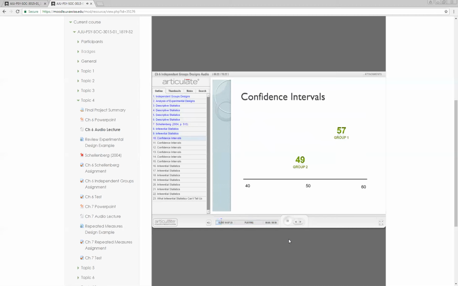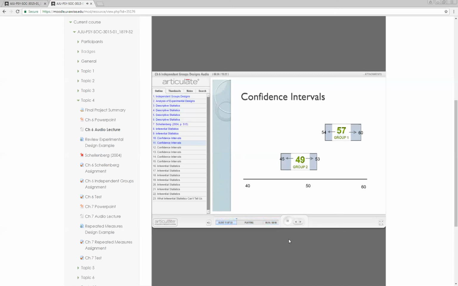Just to give you an example, let's say we did an experiment. We have 2 groups. Group 1 has a mean of 57 and group 2 has a mean of 49. I want to know, is there a real difference between the groups? Did my independent variable have an effect? Based just on these numbers, we can't necessarily know that. What we can do to help us answer that question is to look at what's called a confidence interval. A confidence interval is the range of scores where we think the true population means lie.